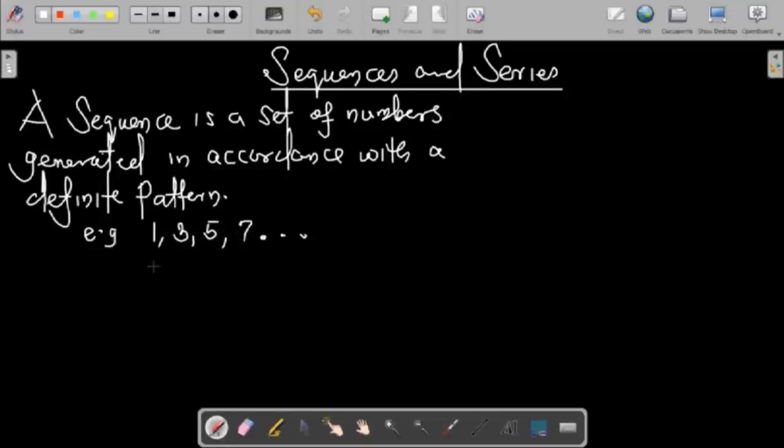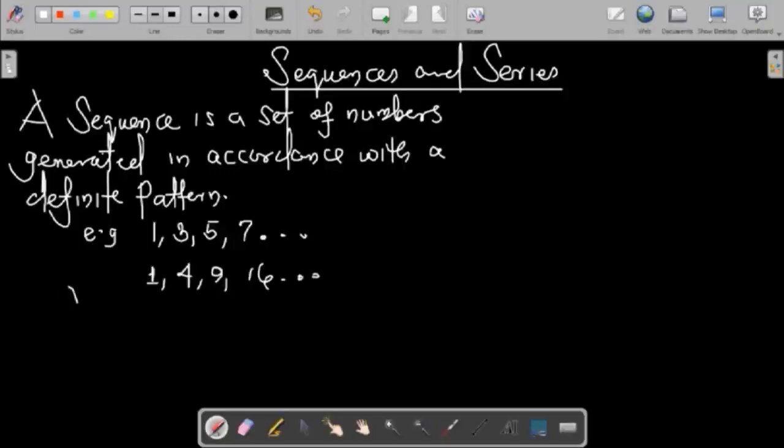Now look at this one again. It's also another type of sequence. Like if I have something like this, what can I observe? I observe that 1 squared is 1, 2 squared is 4, 3 squared is 9, 4 squared is 16. Then the next one will be 5 squared, that is 25, and so on.